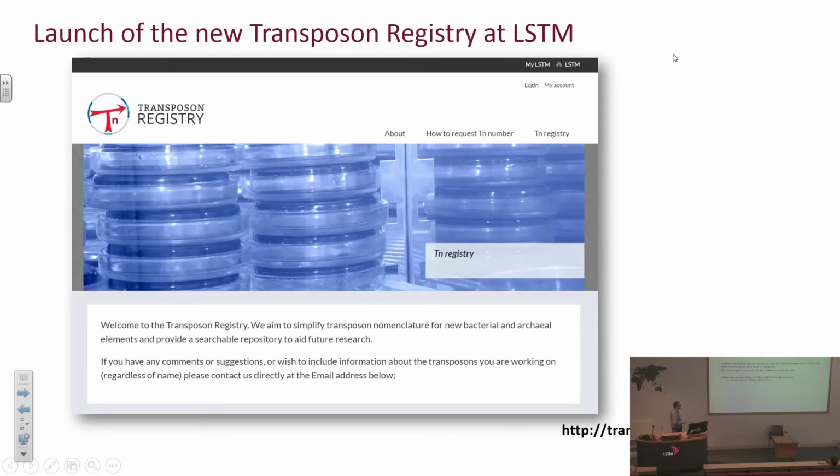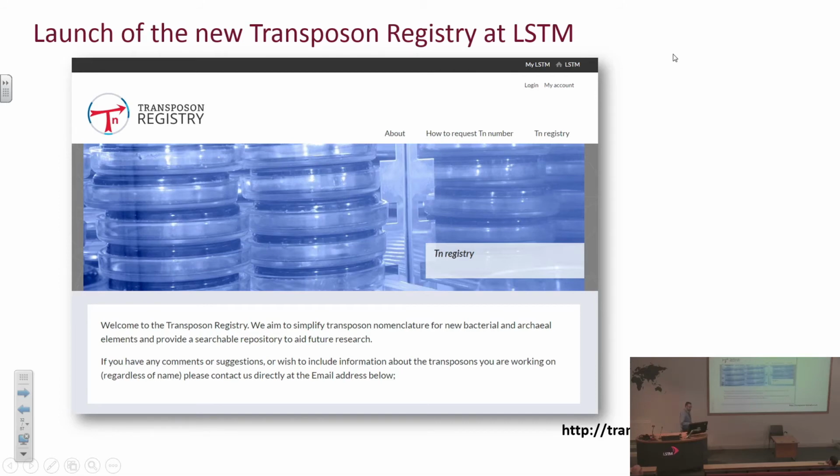Okay, so that leads me on to an announcement at this part of the talk. A lot of these mobile elements, in fact most of them, contain antimicrobial resistance genes. And one of the things I've done since 2006 is to run a transposon registry. Before this, it was chaos. If you found a new transposon and you wanted to name it, usually you named it after your own surname or group or institute, and it was a complete mess.